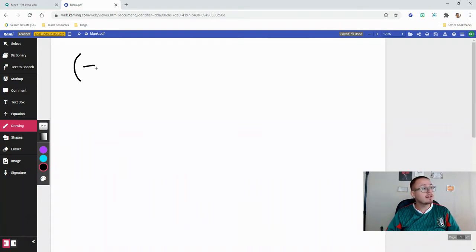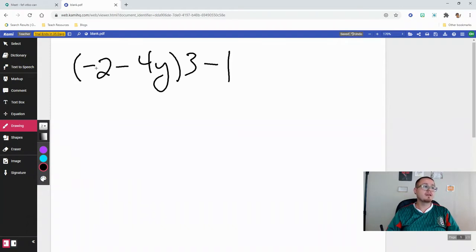So we got -2 minus 4y with a 3 on the outside of this parentheses, minus 1. A lot of people see that and they freak out a little bit because it looks different, right? They have this 3 on the outside of the parentheses on the right-hand side. That's not how it normally is written, but it doesn't matter. You're going to multiply either way. So we're still going to distribute, still going to draw these rainbows.